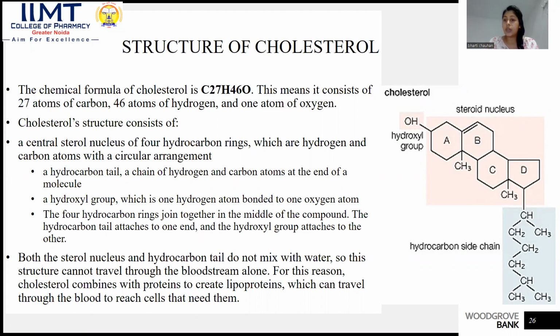So, the central steroid nucleus, which is here, has 4 hydrocarbon rings made of hydrogen and carbon atoms in a circular arrangement. A hydrocarbon tail, this one, is a chain of hydrogen and carbon atoms at the end of the molecule. A hydroxyl group here is one hydrogen atom bonded to one oxygen atom. The 4 hydrocarbon rings join together in the middle of the compound, with the hydrocarbon tail attached to one end and the hydroxyl group attached to the other end.